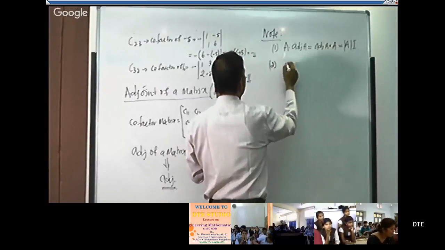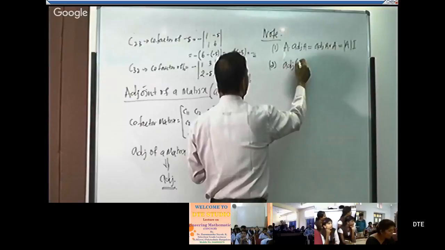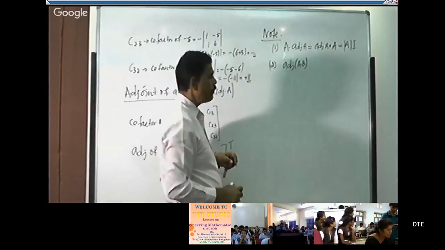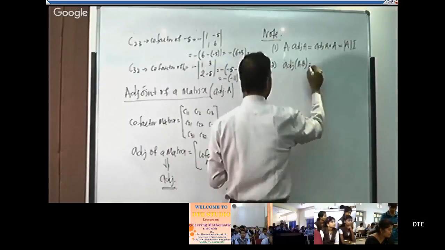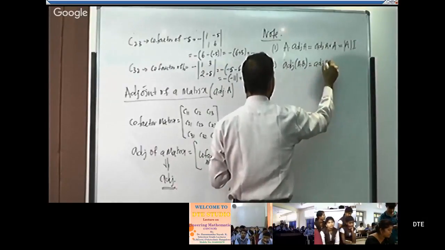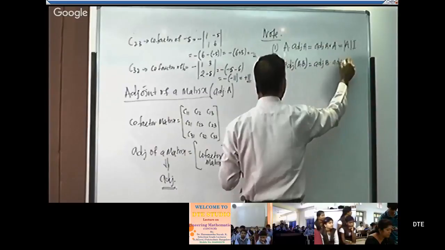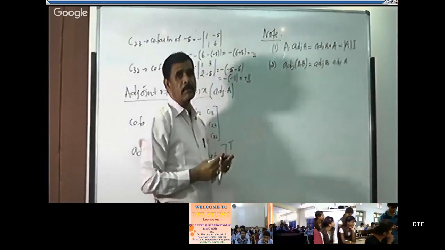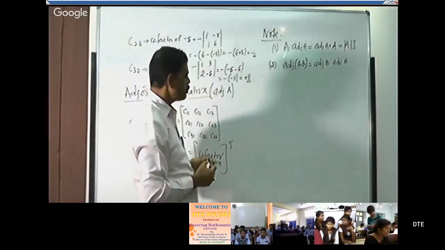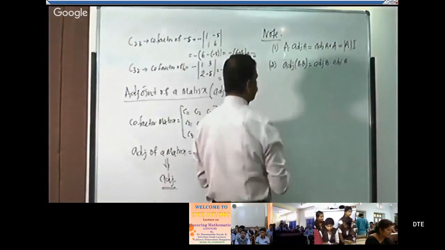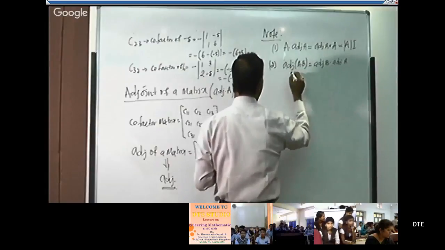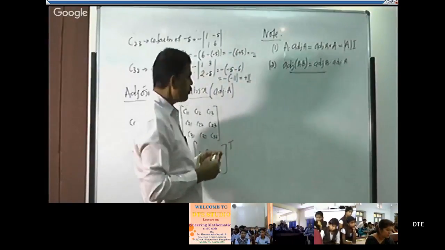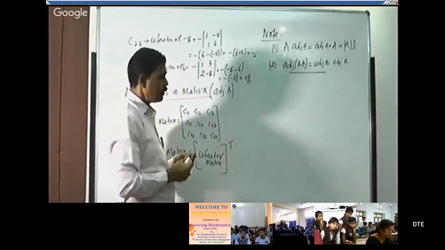Second property: adjoint of the product of 2 matrices, that is AB. Adjoint of AB is always equal to adjoint of B into adjoint of A. Here both A and B should be square matrices. These are considered as properties of the adjoint of a square matrix, right?